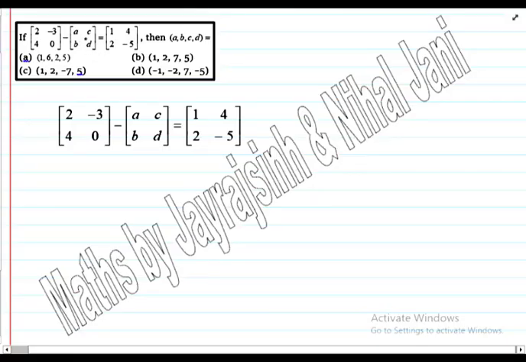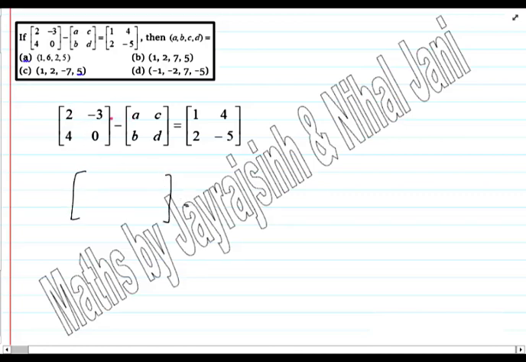Question of the matrix equation. Solve the equation for getting the value of A, B, C and D. So here we have to simplify our left side. Let's solve the left side.